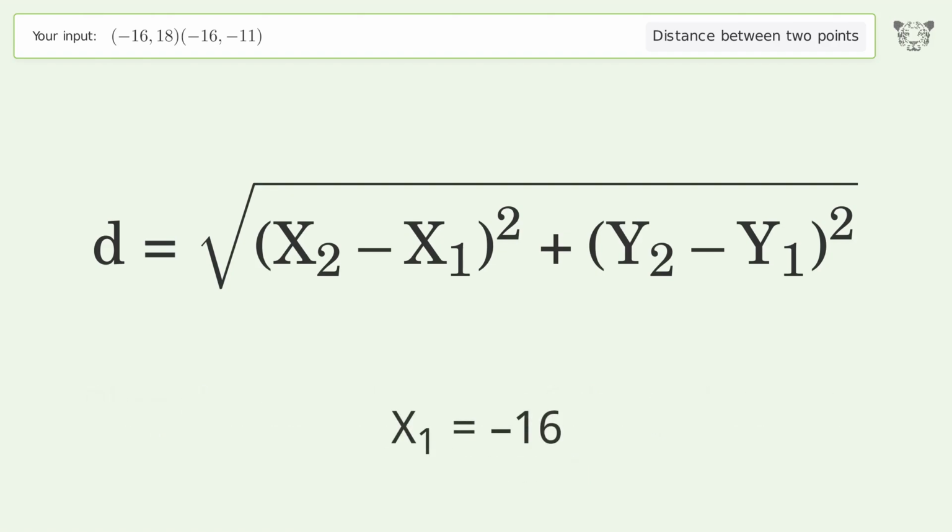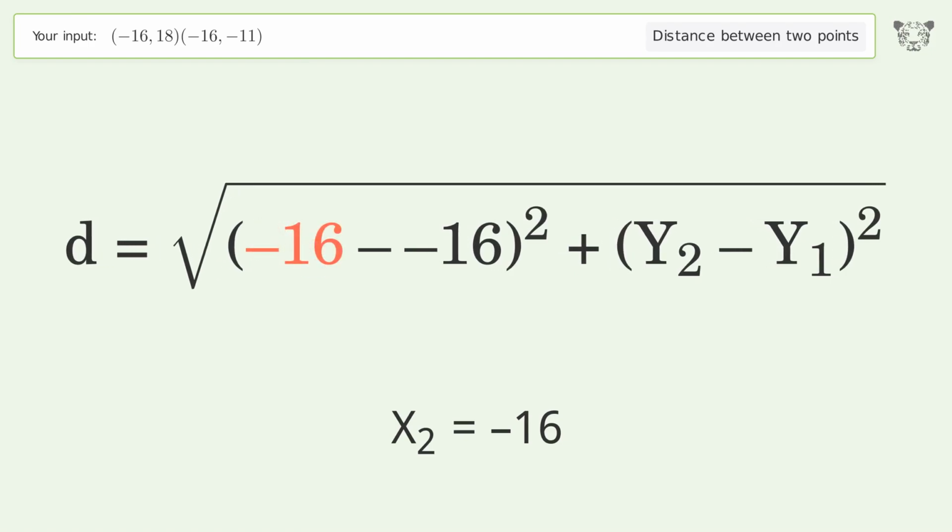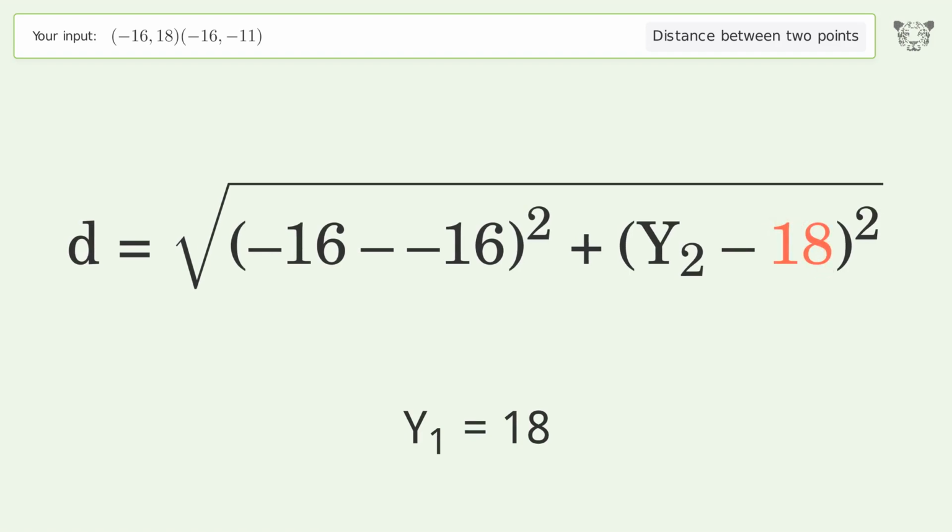x1 equals -16. x2 equals -16. y1 equals 18. y2 equals -11.